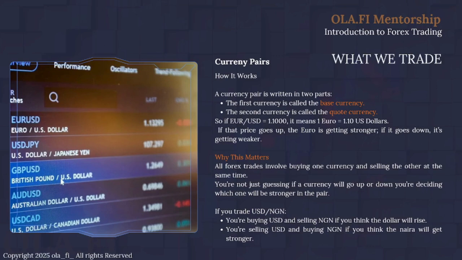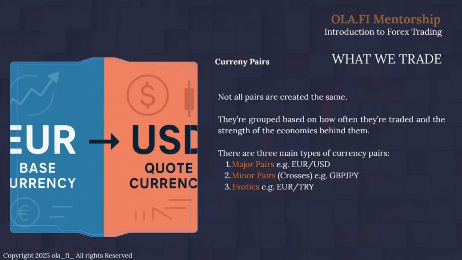So if you buy a pair, that means you are betting that the currency in front will go higher and the currency behind is dropping. If you sell a pair, that means you are predicting that the currency in front, which is the base currency, is going to lose some value, and the quote currency, which is the currency behind, is going to increase in value. So you are selling USD and buying NGN if you think the naira will get stronger.